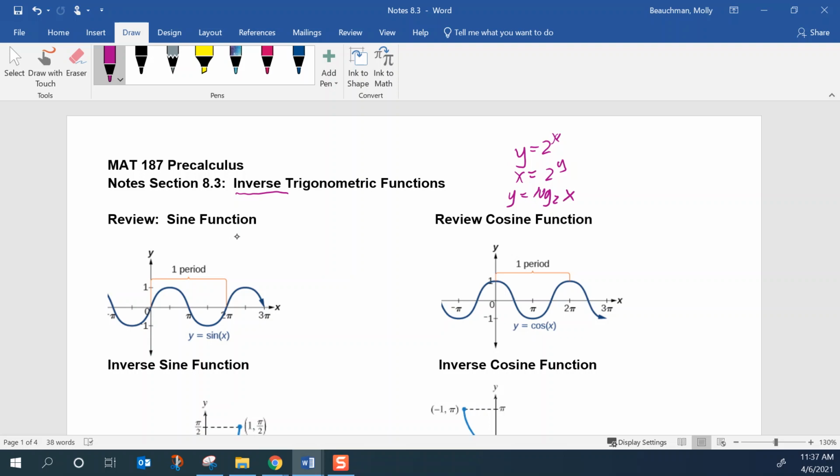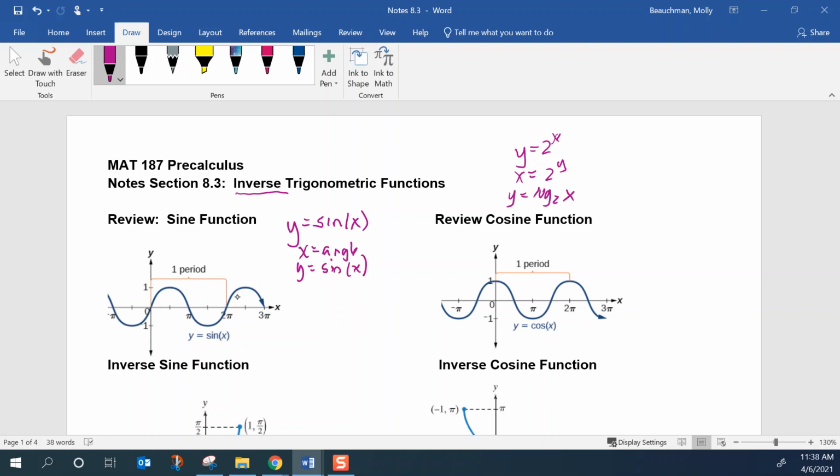We can also have inverses of trigonometric functions. If we have the function y is equal to the sine of x, remember that x is the degree measure, or the angle measure. It could be degrees, it could be radians. So x is your angle measure, and y is equal to the sine of your angle.